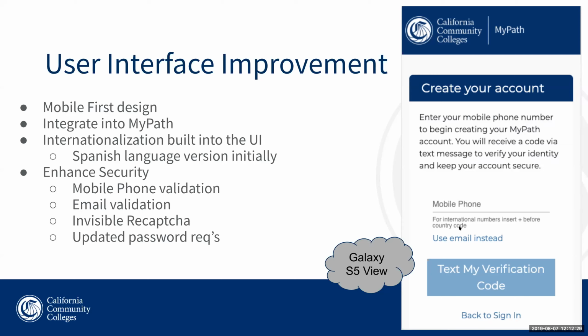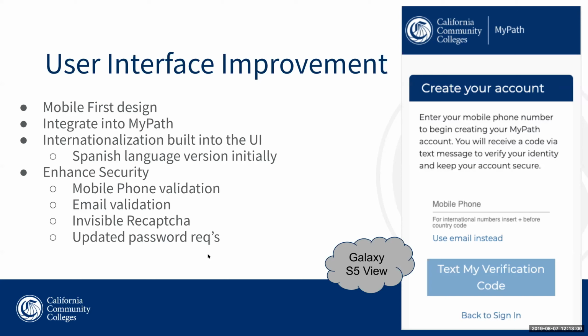As you can see from the screenshot on the right, if a user selects to use email instead, perhaps they don't have a mobile phone or don't want to use their mobile phone, they're presented with a very similar screen, except that it's email driven. We'll email the verification code to them, and then they can verify their email. So in this way, we have a validated, verified form of communication with the user at the time of account creation.